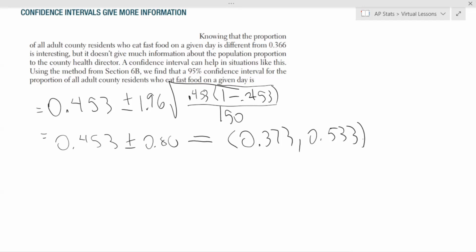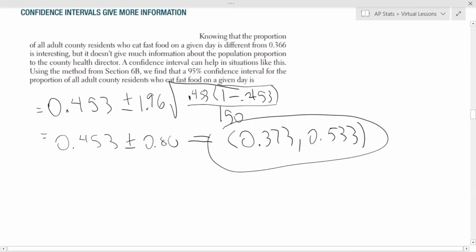Now, here's the link between confidence intervals and two-sided tests. The 95% confidence interval we have right here gives an approximate set of values that are plausible for p naught that should not be rejected by a two-sided test at the 5% or 0.05 significance level. Any value of p outside this interval, including our null value of 0.366, should be rejected as implausible.